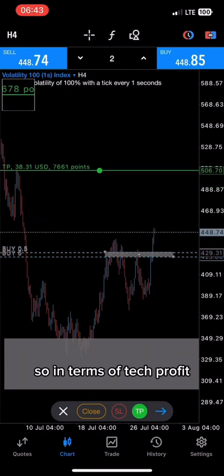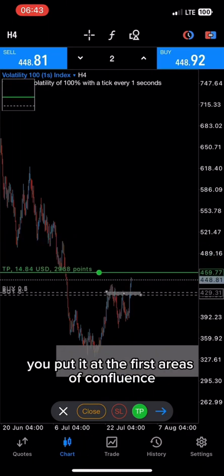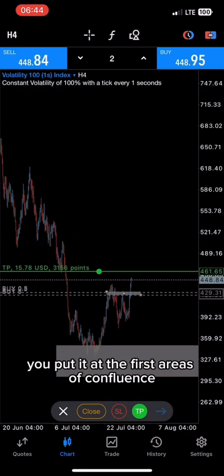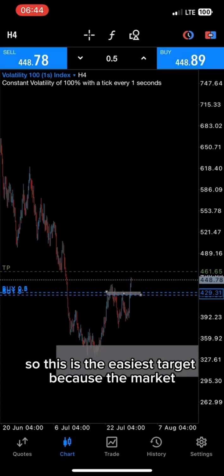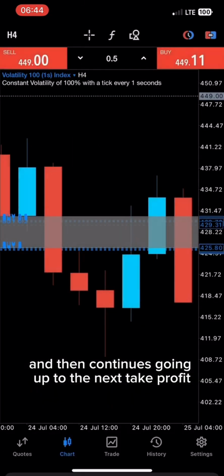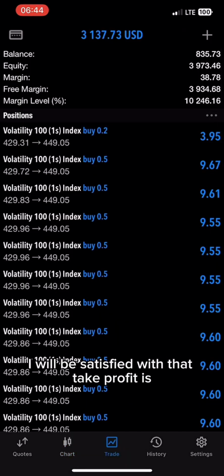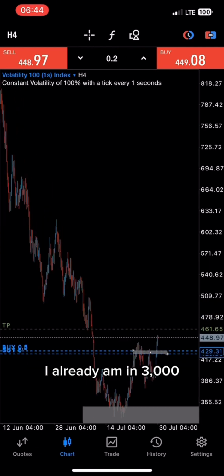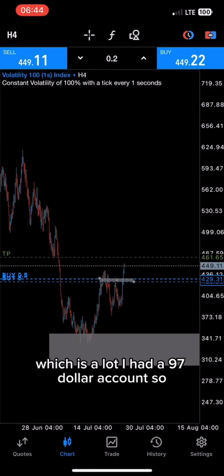In terms of take profit, like I always say, guys, you put it at the first areas of confluence. This is the easiest target, because the market will just hit that take profit and then continue going up to the next take profit. However, I will be satisfied with that take profit, as I already am in 3,000, which is a lot. I had a $97 account.